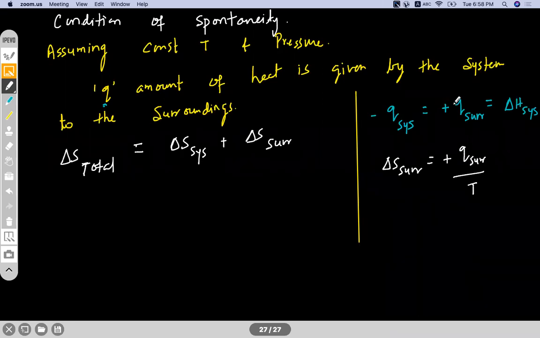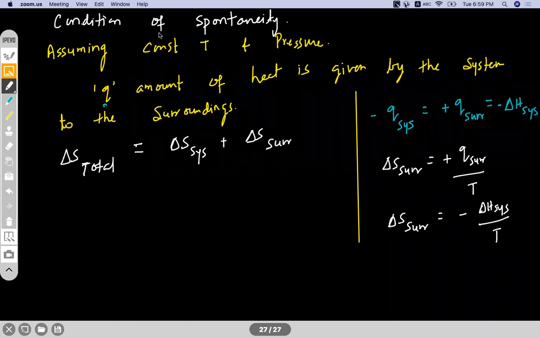But this Q surroundings is equal to what? Delta H of the system. Here I forgot to mention the negative sign, because Q system is delta H system, and minus Q system is minus delta H system. So delta S of surroundings is equal to minus delta H of the system divided by T. You see, we have enthalpy of system and entropy of surroundings. Take care of this.